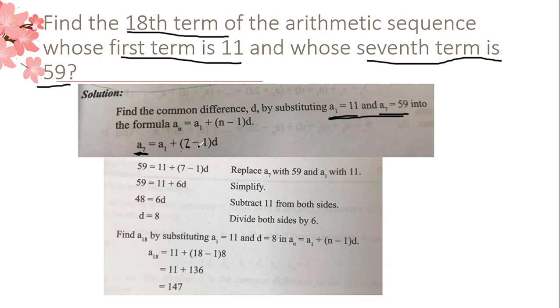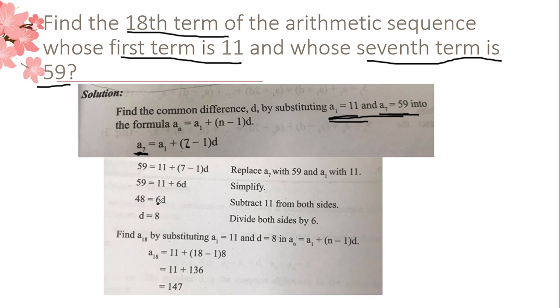So the seventh term is equal to the first term plus n, which is 7 minus 1, times d. So ang ato seventh term is 59, equals first term is 11, and then our number of terms is 7 minus 1 times d. And then after that, 59 is equal to 11 plus 7 minus 1, that's 6, times d, that's 6d. And then 59 minus 11, kaya transfer na to dyan sa PCAS or subtracting both sides by 11. So we have 48 is equal to 6d.